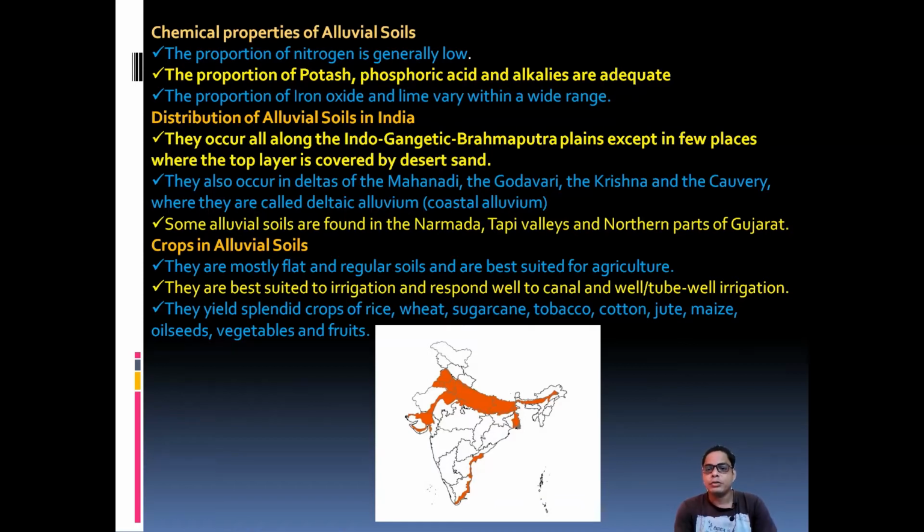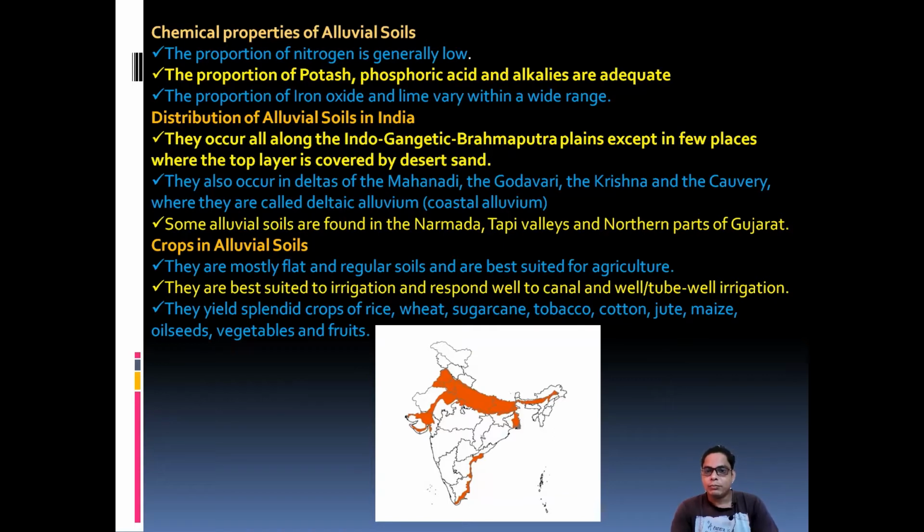What crops are cultivated on the alluvial soil? Mostly these are flat and regular soils, well suited for agriculture, because 58.5% of Indians depend on this soil. People who are living in Punjab, Haryana, Gujarat, then UP, West Bengal and Assam depend on this soil.